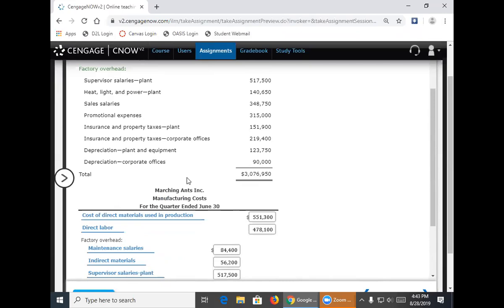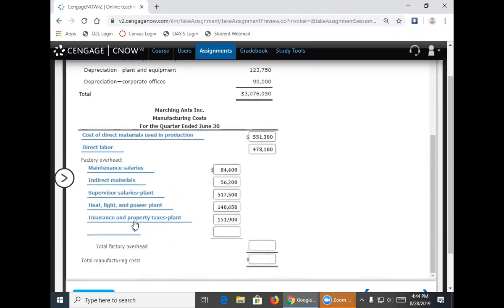So we know we only have one more. What about insurance and property taxes at the corporate office? Can that be tied to the factory or to the product? No. So that's a period cost. Very good. What about depreciation on the plants and equipment? Yes. So that's our last one there. Depreciation on the plant and equipment is a factory overhead cost. And then, of course, depreciation on the corporate office equipment is going to be considered a period cost.